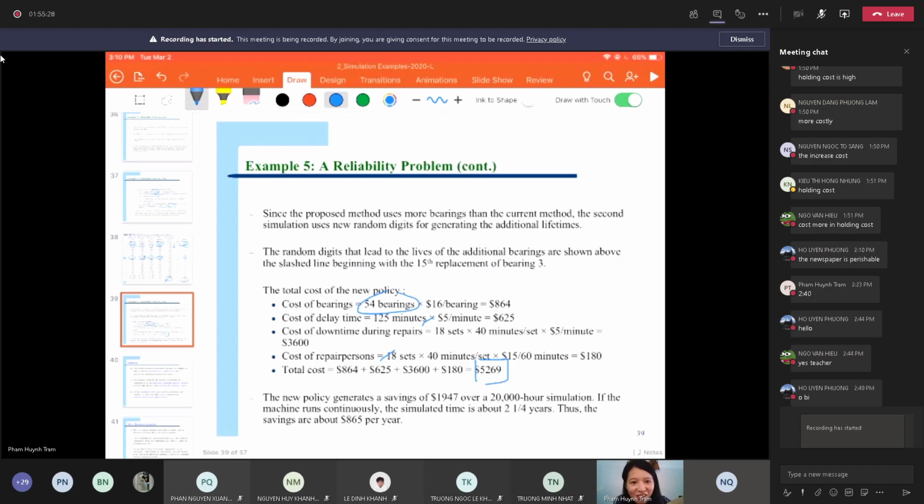Okay, so this is a great advantage of simulation if you already have a certain solution in mind and you want to test it. Okay, so we already finished the 3 examples related to simulation.